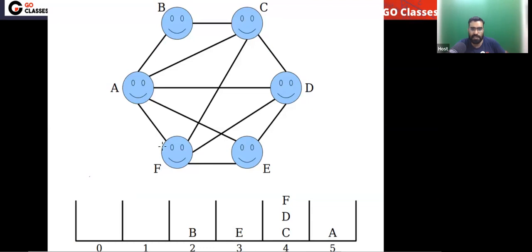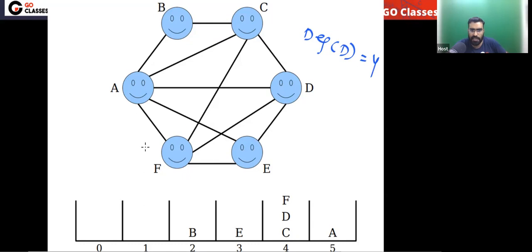I'm saying that at least two people will have the same number of handshakes. Here you can notice these three people have the same number of handshakes. Did I say that more than two people cannot have the same number of handshakes? No. Remember, at least two people will have the same number of handshakes. You can have three people with the same number. For example, in this example, F, D, C have four handshakes. What is the degree of D? The degree of D is 4.